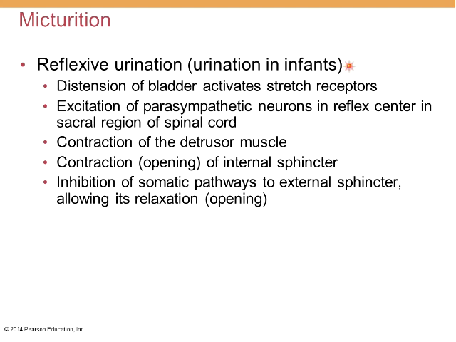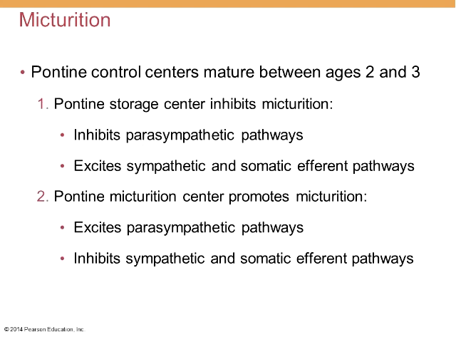Now there's reflexive urination, that's urination in infants, and that's distension of the bladder activating the stretch receptors. There's excitation of the parasympathetic neurons in the reflex center in the sacral region of the spinal cord. There's contraction of the detrusor muscles. There's contraction and opening of the internal sphincter. And there's inhibition of the somatic pathways of the external sphincter, allowing it to relax. Now, infants and young toddlers really don't gain full control of that external sphincter until they're about 2 years old, between 18 months and 2 years old. And so when you're talking about potty training, that becomes more effective between 18 months and 2 years, and not very effective prior to that time.